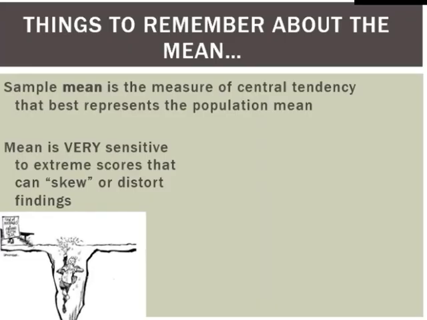As I mentioned, mean is the most common metric, but it's not always the best metric, and this is especially true if your data set has any extreme scores. So either very high or very low scores relative to most of your data are going to skew your data to one side or the other. And so this makes the mean not necessarily a very good metric if you have skewed data.